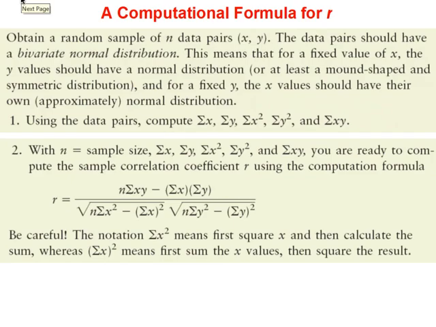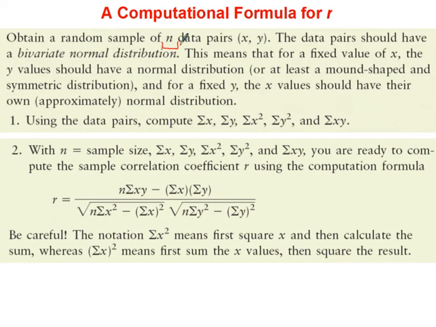Or you could take this formula. Okay, I took this right out of the book. You can obtain a random sample of size n, where n is the number of ordered pairs. You've got your x values, you've got your y values. It says that the data pair should have a bivariate normal distribution. Basically, it's saying that x and y together follow a normal curve, and that helps us out with using z-scores, t-scores, and stuff like that later on.